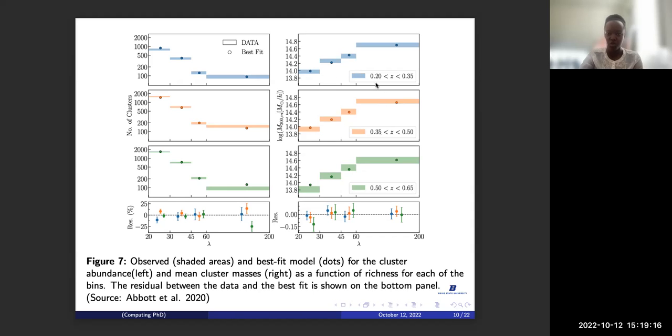So the plot here shows the observed data as the blue bars, and the dots show the fitted data. The parameters used to fit the data are the parameters that optimize the log likelihood function. In the lower panel, it shows the residual between the original data and the data that was fitted.